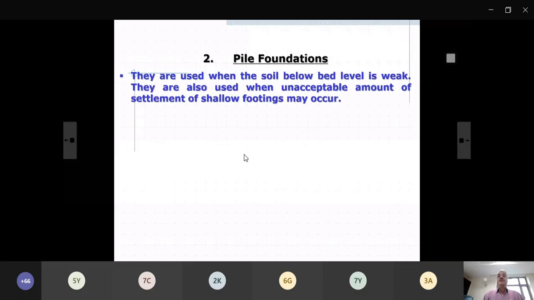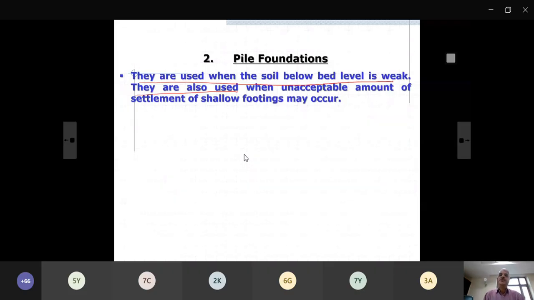Coming to pile foundations, of course, they are used when the soil below bed level is weak, whether pile or well, both. And they are also used, number one, it may be weak, so it may fail. Sometimes, even though your soil is able to take that load, its settlement, you know, in case of foundation, we will see this as we go to open foundations.